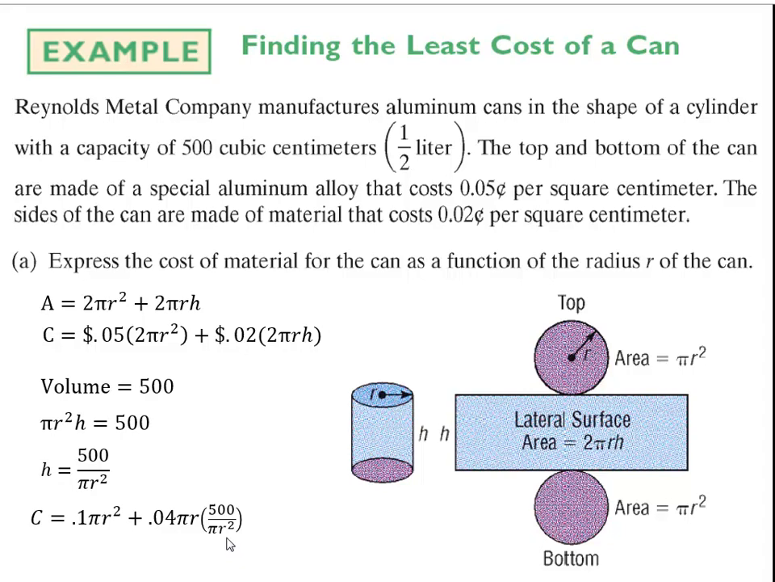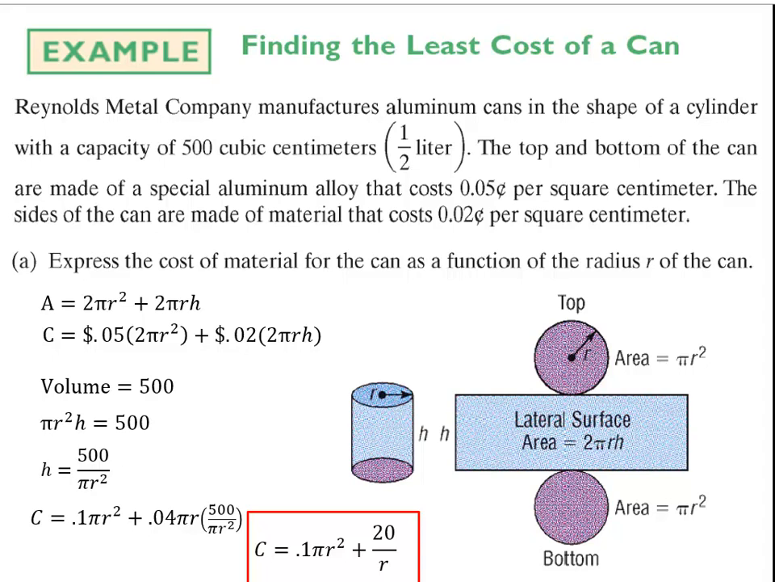Okay? And then I'm going to simplify a little bit. I'll just point out to you 2 times 0.05 was the 0.1 that I got here. 2 times the 0.02 is the 0.04. And then I'm going to simplify a little further. The pi's will cancel here. And then one of these r's will cancel in the denominator. And I clean up my cost function. And there's kind of my cleanest form. There's the simplest form of the answer for part A. Here's the cost as a function of the radius only.